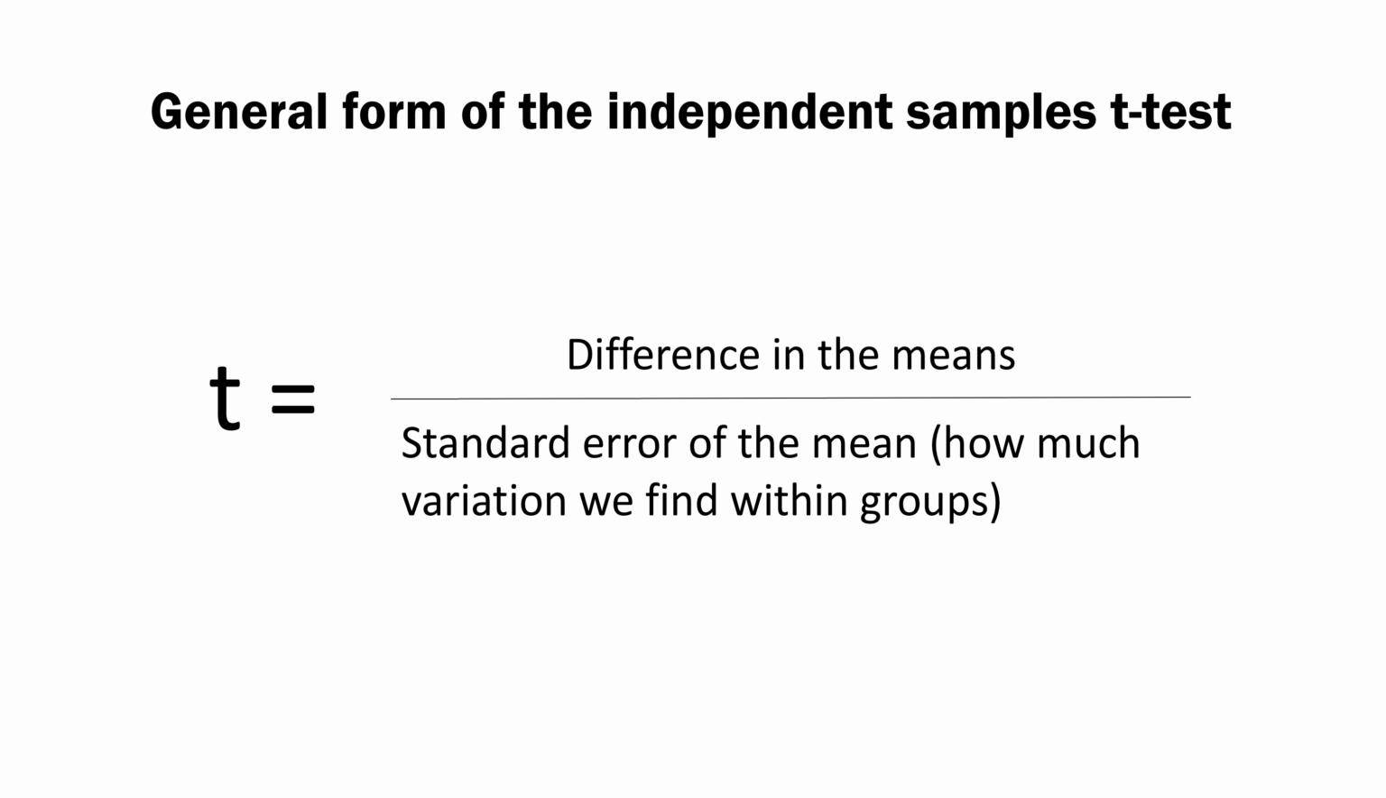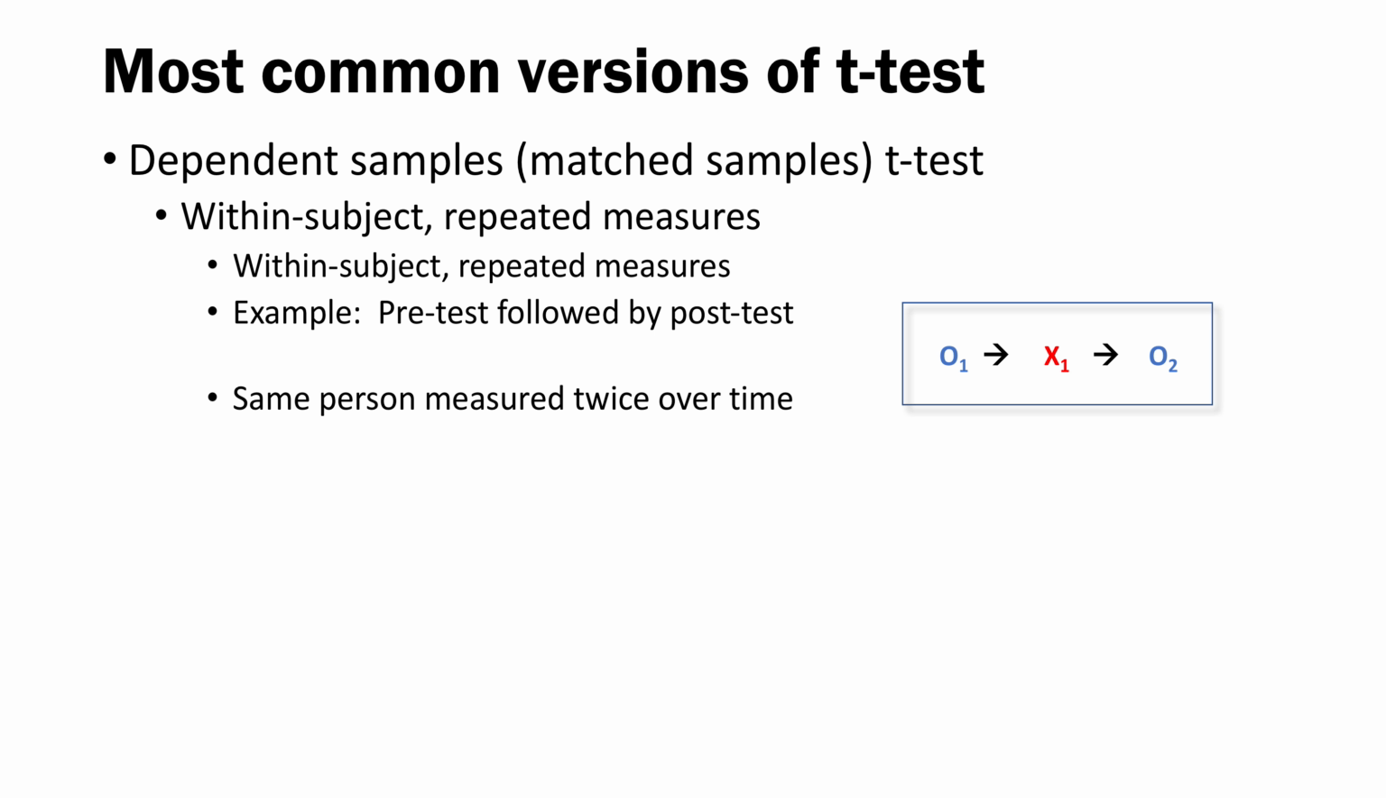You might say, well, where do we get that critical value? Well, if you recall from statistics, we get it from a table, a t-table. We're not going to do that for this class, but that's where you would get it. Okay, so the most common versions of the test also include, other than the independent samples t-test, a dependent samples t-test, sometimes called a matched samples or a paired samples t-test.